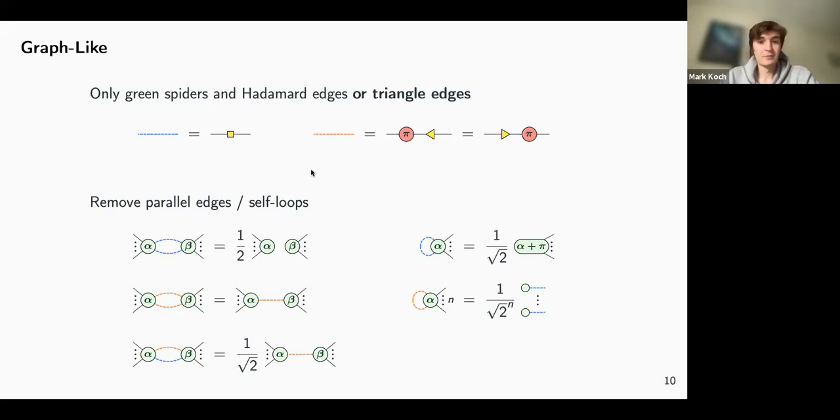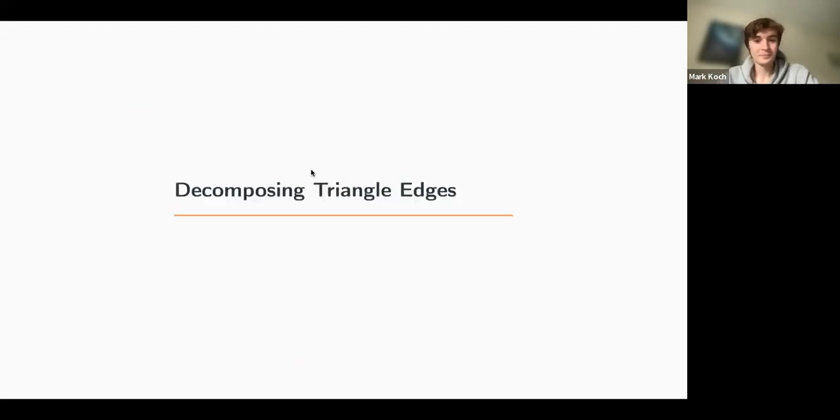Okay, and so this is in terms of representation. How are we actually implementing this in software? Next, we can look at how we do the actual decomposition.